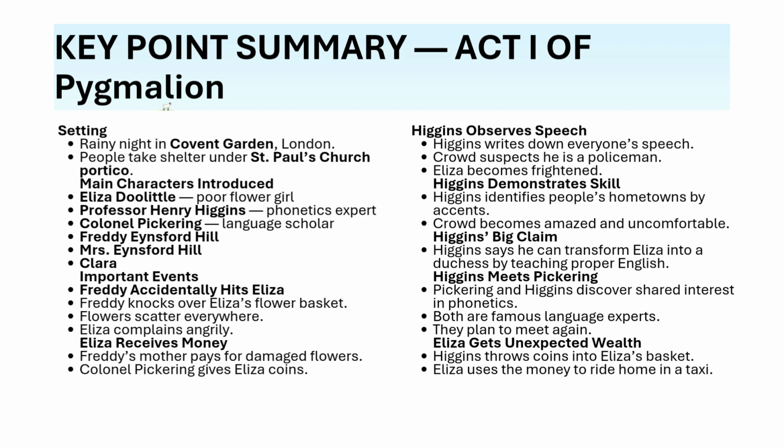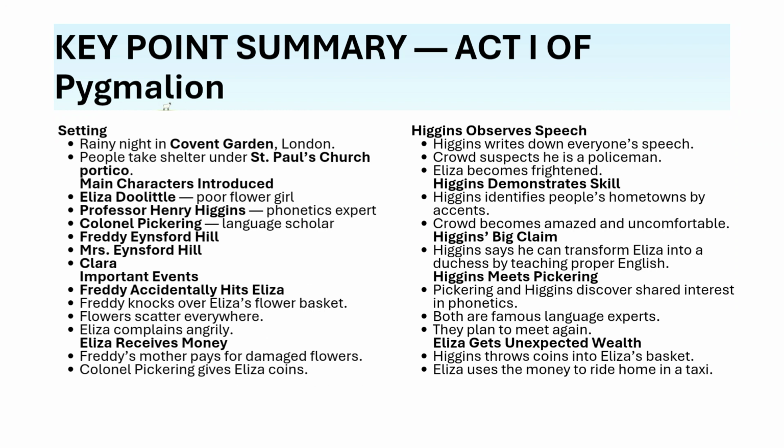Soon afterward, Higgins and Pickering discover that they already know of each other's work. Both are distinguished scholars in the field of phonetics and language. Delighted by this meeting, they decide to visit each other and continue their discussions. At the end of the act, Higgins casually throws a handful of coins into Eliza's basket. For Eliza, this amount of money is extraordinary. Overjoyed by her unexpected fortune, she decides to do something she has never done before: ride home in a taxi.